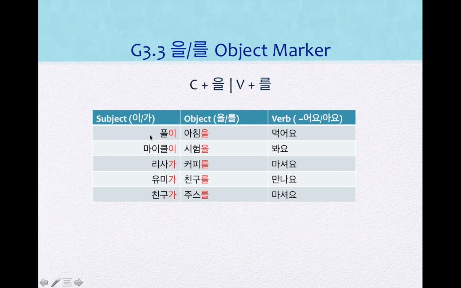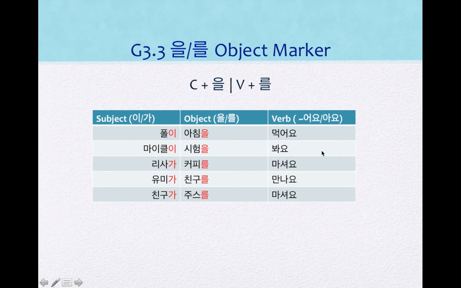Anyway, so let's just ignore this column because it's all subjects. And then object, 아침을 먹어요. That's the verb. It means Paul eats or is eating breakfast. And we know it's not the breakfast that's eating Paul because there's an object marker. Get it?